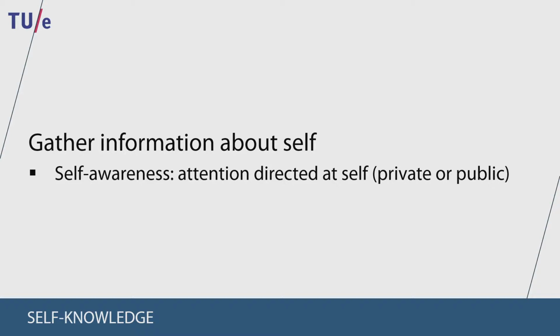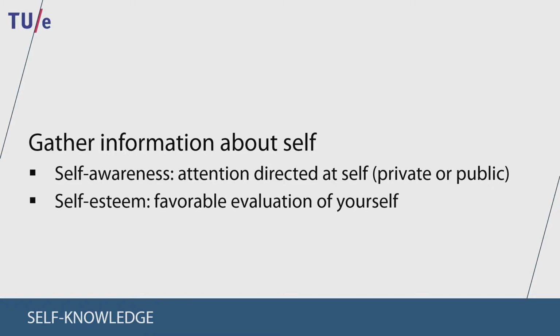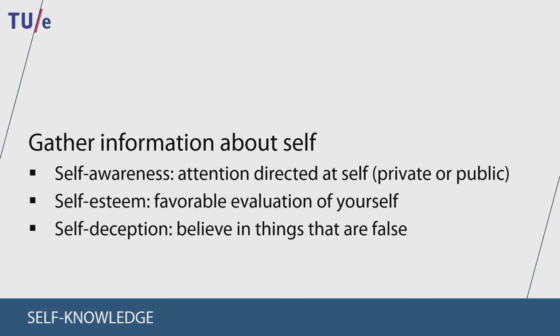The second concept is self-esteem, which is a favorable evaluation of yourself. People with a high self-esteem think very positively about themselves. Finally, self-deception refers to the tendency that we keep positive illusions about ourselves intact. These are normally false beliefs about ourselves that we want to be true.